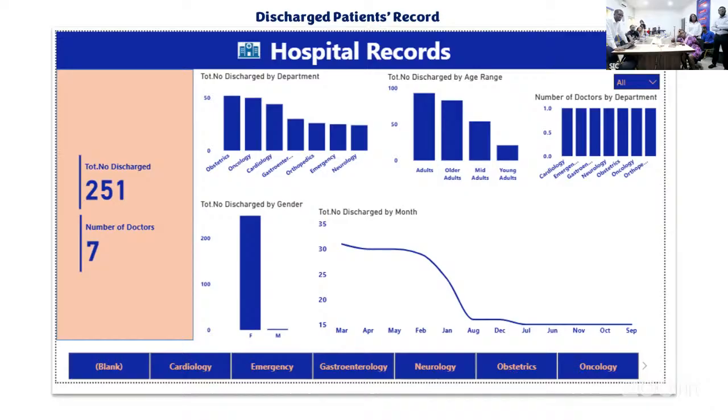Then we also discovered in our data that we just have a total number of 7 doctors across the 6 departments. So that was actually very responsive if we had to move over to the Power BI slide. But this is the number of discharges by department, the number of discharges by age range, the number of doctors in every department. Then discharges. Go to the next slide, which is very important.